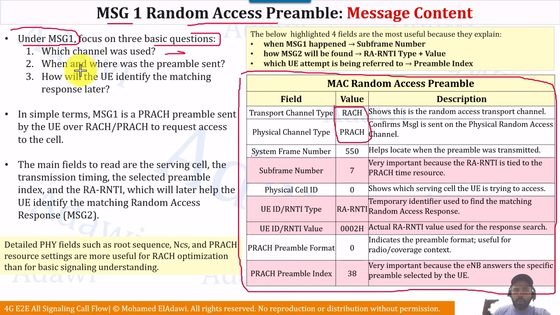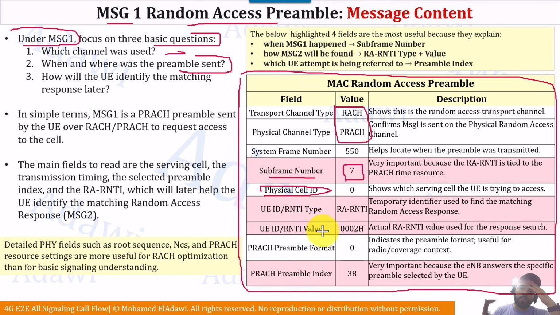This is the second one: when and where the preamble was sent. Remember, we discussed the parameters that can control this, right? So here, we know that from the PRACH configuration index, the user, for example, should transmit at system subframe number 7. The red highlight is the most important. Also, this is the physical cell ID. This will tell him I'm camping in downlink on this particular cell, which is the PCI.